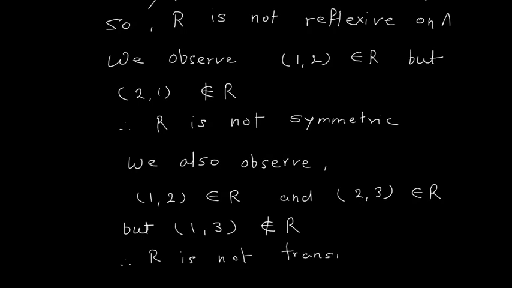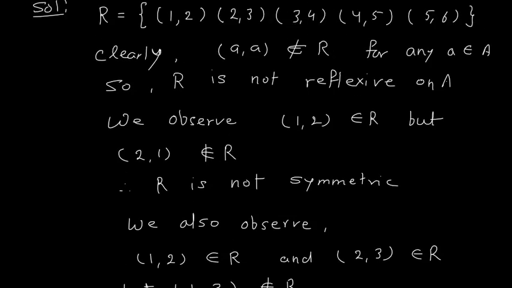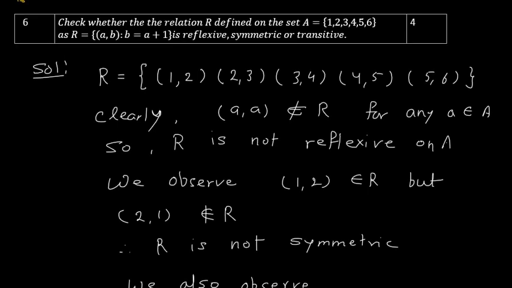For transitive, if (a, b) belongs to the relation and (b, c) belongs to the relation, then (a, c) also belongs to the relation, but here in our case it is not happening. So my relation R is not transitive. So here R is neither reflexive, nor symmetric, nor transitive.